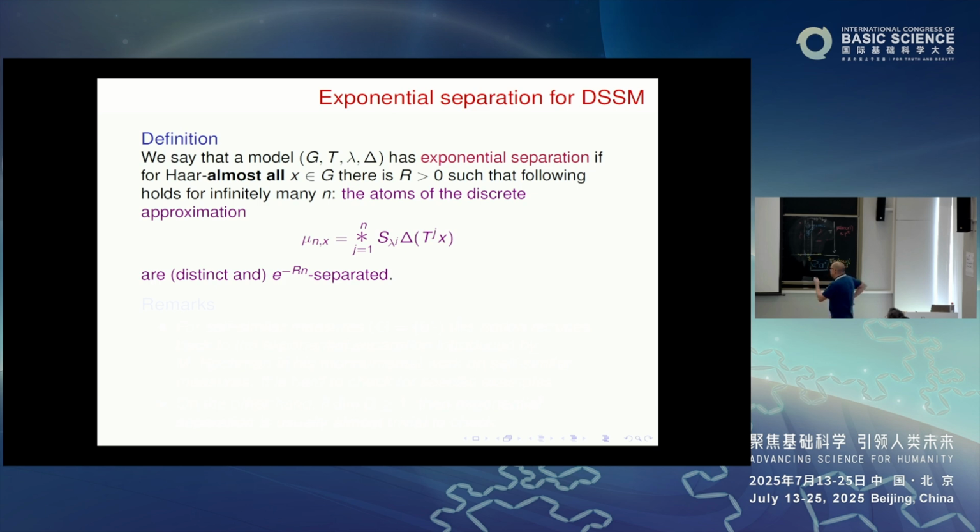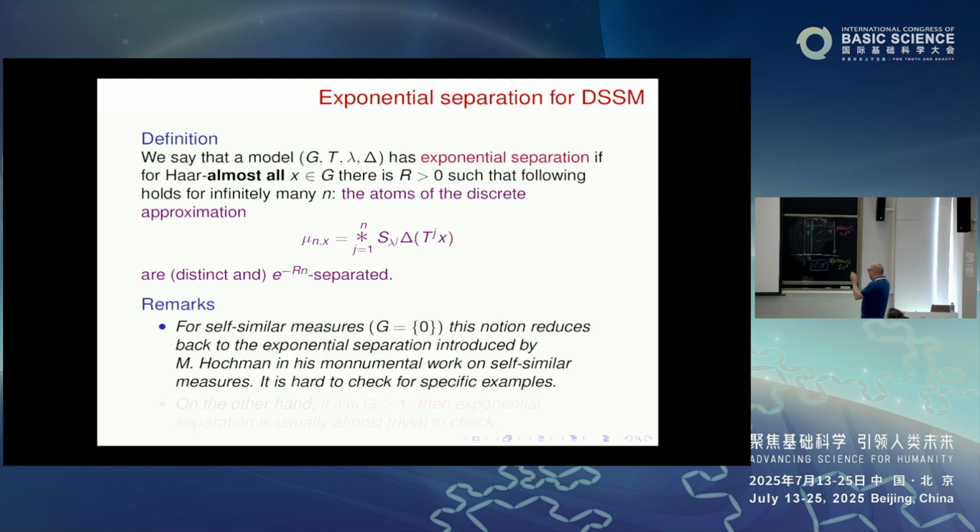It is very weak, but also we don't need it for every n, we need it for infinitely many n. So this is in some sense very, very weak. As I mentioned, in the self-similar case, this is exactly the notion of exponential separation introduced by Mike Kochman. And in the self-similar case, where the dynamics is trivial, this condition is very hard to verify. It's very mild on the one hand. It almost always is satisfied, but if I give you an example, it's very hard to verify for that example.